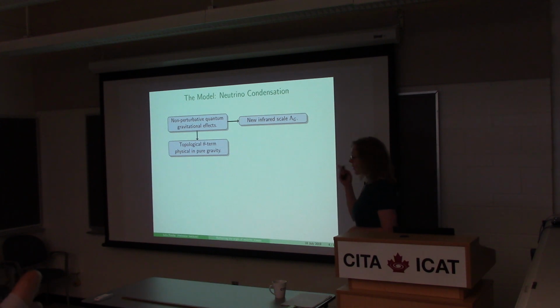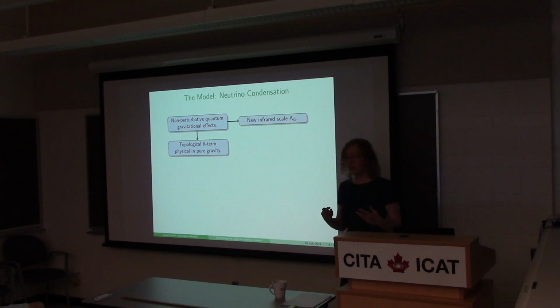Later we will see phenomenologically that this scale is actually in the infrared regime. It's something between milli-electron volt and electron volt. But as I said before, as long as we don't know what kind of non-perturbative effects make the term physical, so as long as we don't know what kind of underlying quantum gravitational theory we have in the universe, we can't predict the scale. So we have to treat it as a free parameter here.